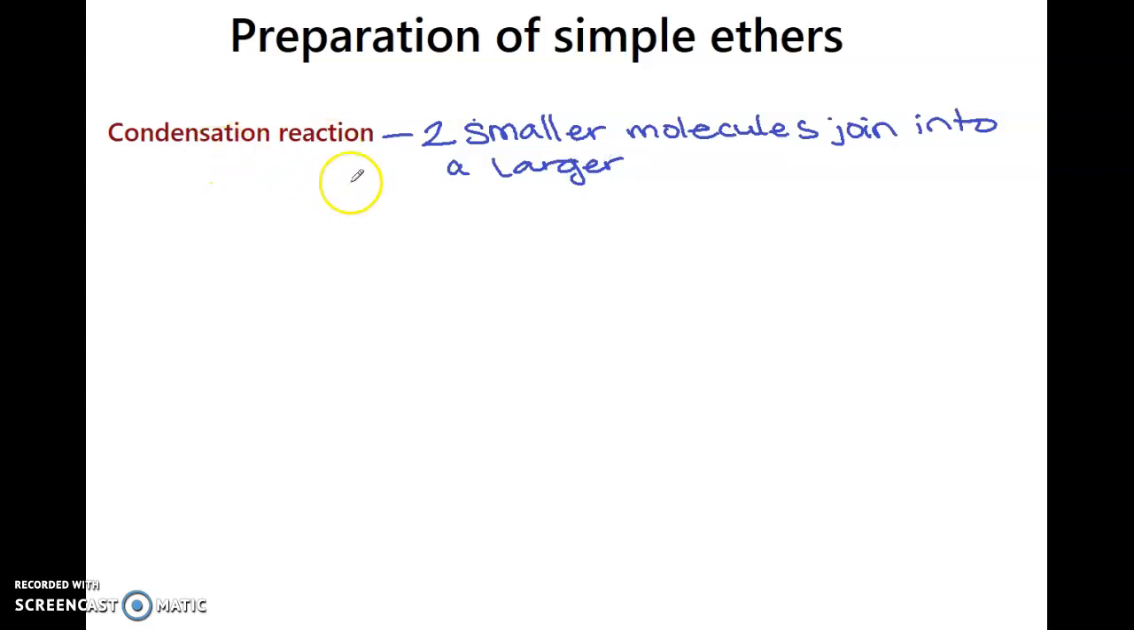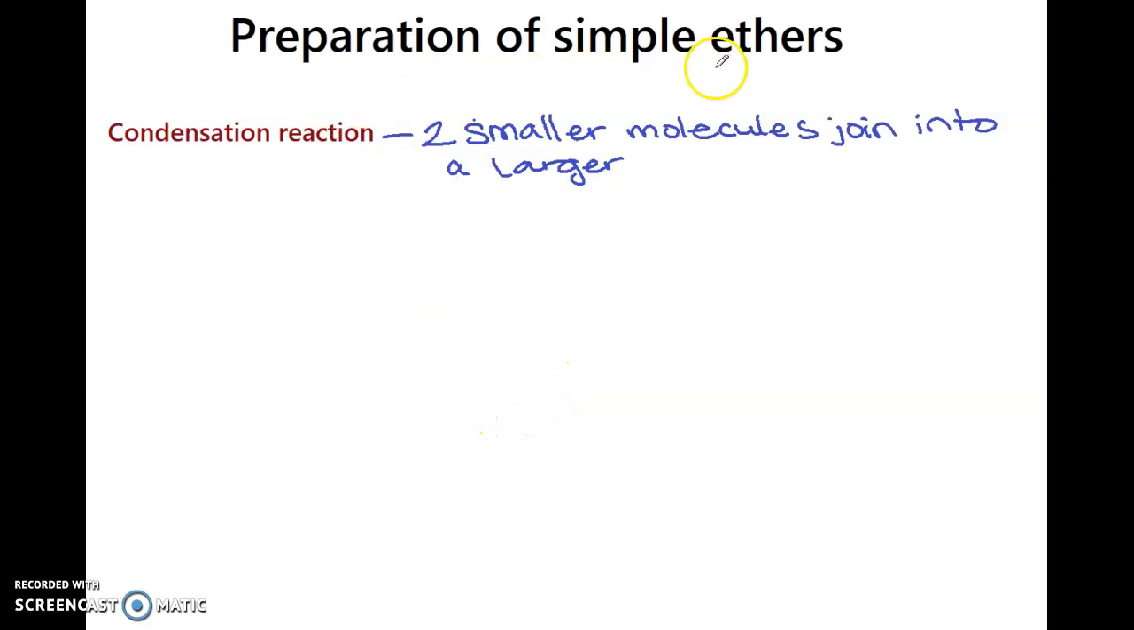And often it does involve the loss of something, for example a water molecule. So it can also be a dehydration reaction where we're condensing through the removal of a water. We start with two and we end with one larger one, and maybe the loss of a smaller molecule. So dehydration reactions are often a subcategory of condensation reactions.